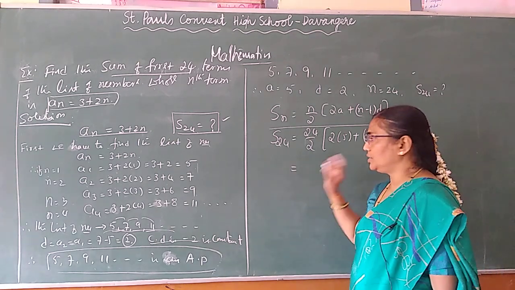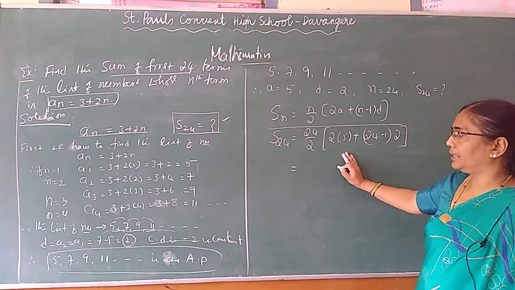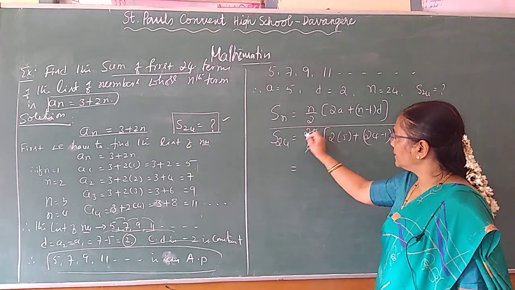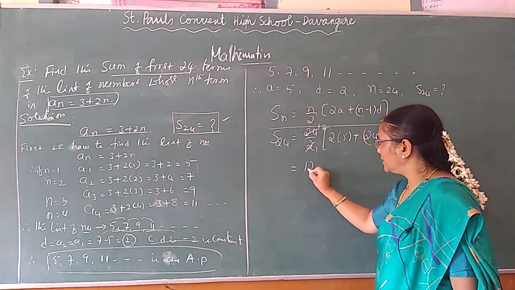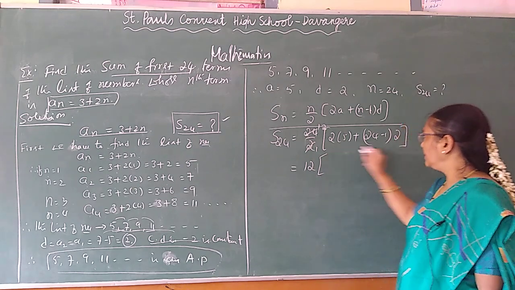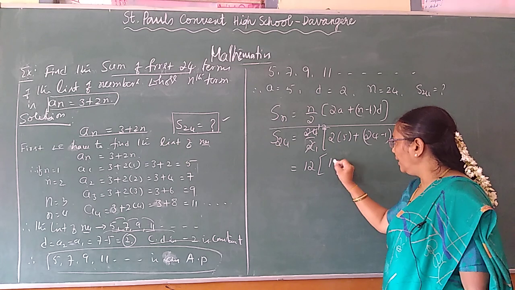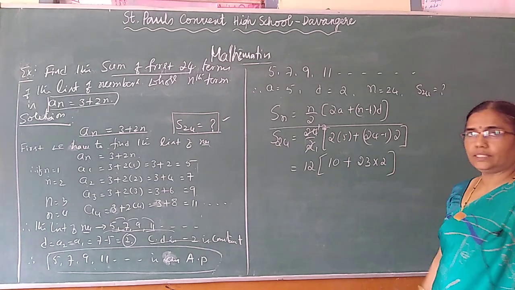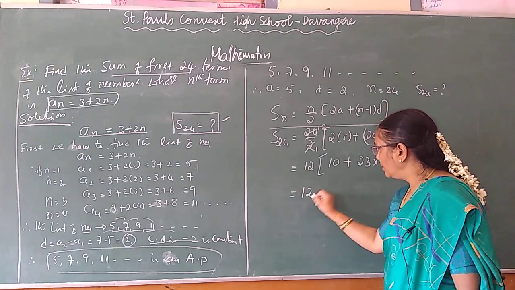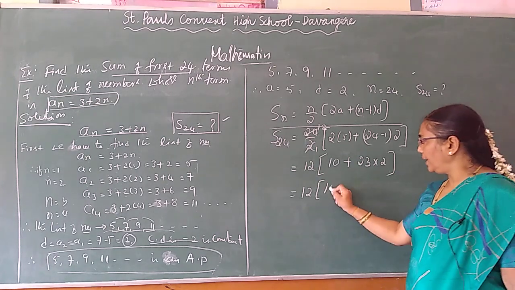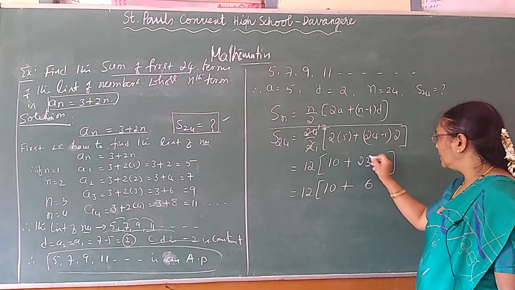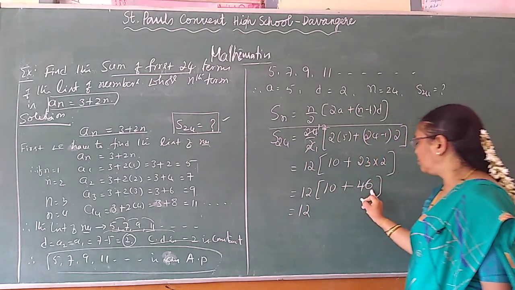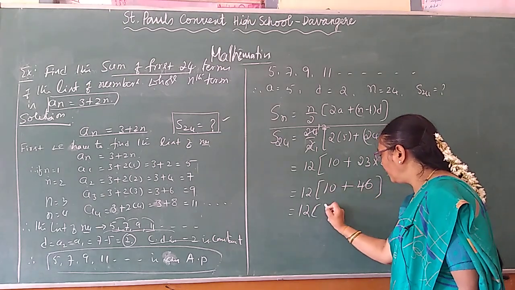Just do the simplification very carefully. This is a very important part. I already told you, if it is divisible by 2, divide. 2 ones are 2, 2 ones are 2 twos. So our answer is 12. Then you simplify inside the bracket. 2 fives are 10 plus 24 minus 1, 23, into 2. Okay children? Okay, 12. Now simplify the things inside. 10 plus 23 twos are 46. 46 plus 10, that is 56.